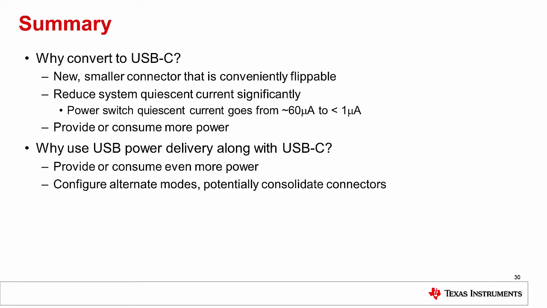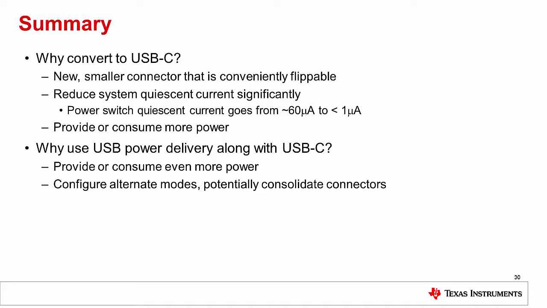Okay, so let's summarize this first section of the talk. So why convert to Type-C? I tried to cover some of the features of it to give you a flavor of why you want to convert to Type-C. The new and smaller connector, which is conveniently flippable, of course. We talked about the implication that has on the system with the MUX. I mentioned how, especially on the source side, you can reduce quiescent current significantly. Showed an example from TI, from legacy Type A power switches to Type C power switches, and it goes from 60 microamps to less than 1 microamp quiescent current.